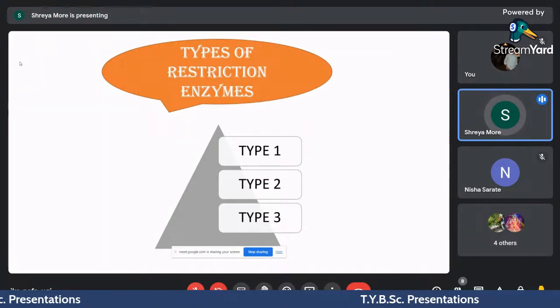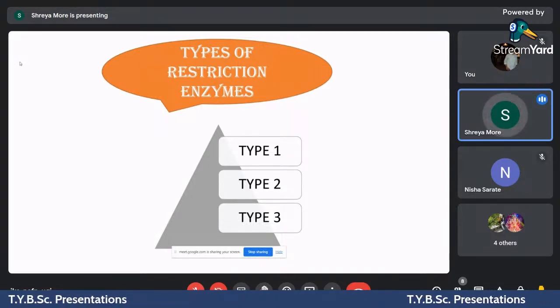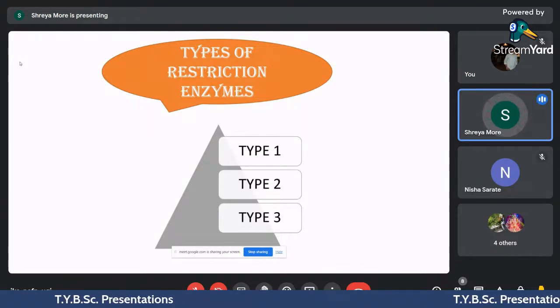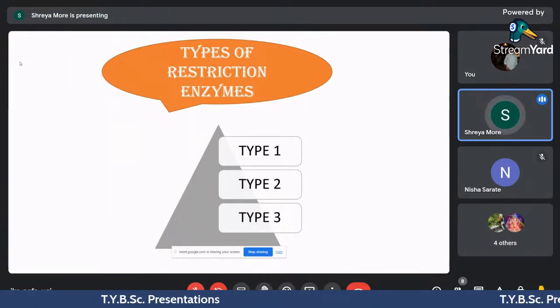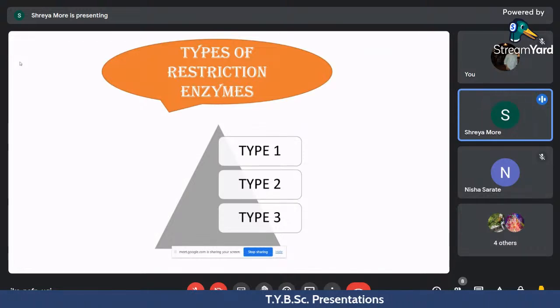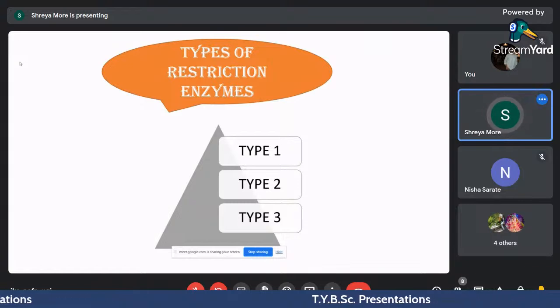In type 2 restriction enzymes, there are two different types of cuts: blunt end and sticky end. In blunt end, both strands are of equal length, and in sticky end, one strand is larger and the other is smaller, leaving unpaired bases on either strand, and it is more effective than blunt ends. Type 3 restriction enzymes are multifunctional proteins with two subunits, Res and Mod.